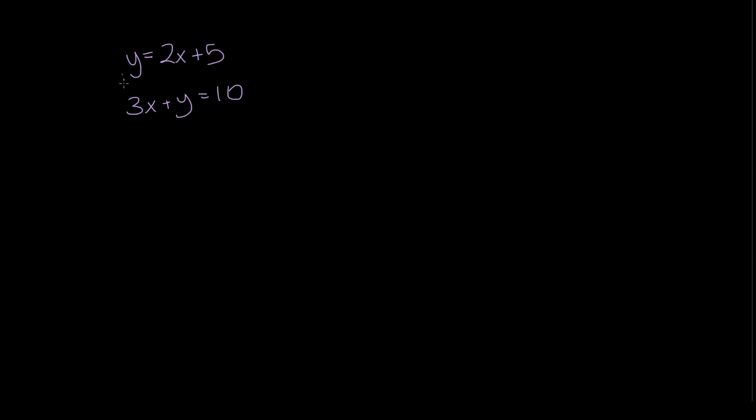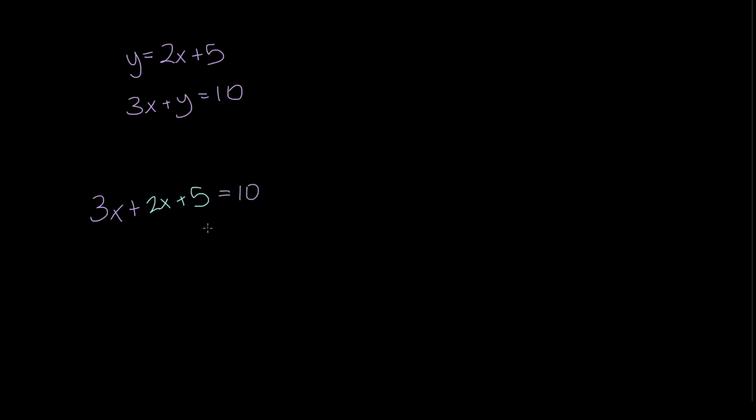What we do from here is we look at our second equation. Our second one says 3x plus y is equal to 10. What you're going to do is substitute the expression that y is equal to into the other equation and solve for the variable. So for the second equation, we have 3x plus y. Y is the same thing as 2x plus 5 from the first equation. So instead of saying y, we're going to say plus 2x plus 5, and that should be equal to 10.